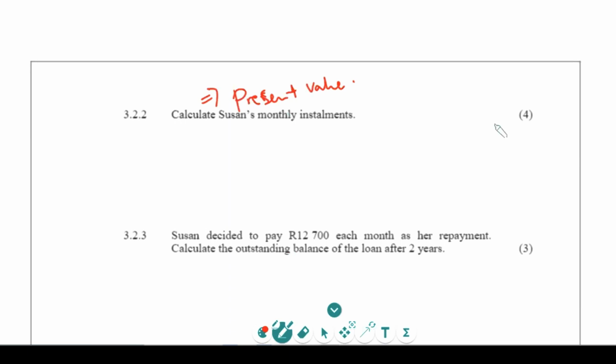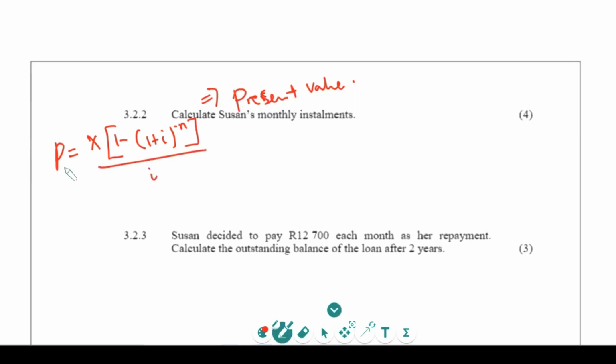So we know that the formula for the present value is P equal to X, where P represents our present value, and X represents the monthly installments they're talking about. So it's X into 1 minus 1 plus i to the exponent of negative n, and I'll divide this by the i.